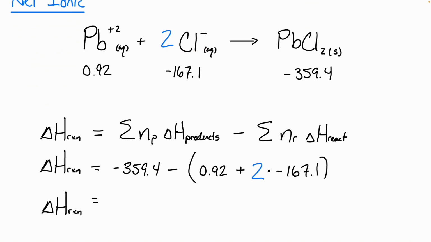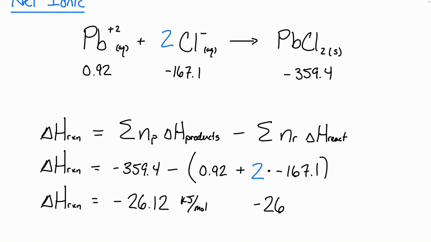So punch that into our calculator. Get negative 26.12 is what my calculator spits out. Or if I'm being good about my sig figs, negative 26.1 kilojoules per mole.